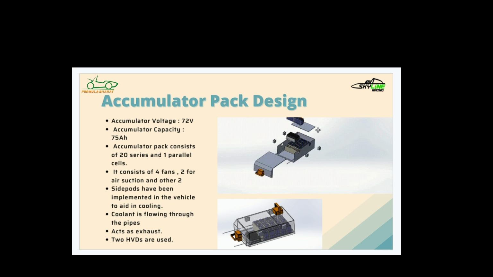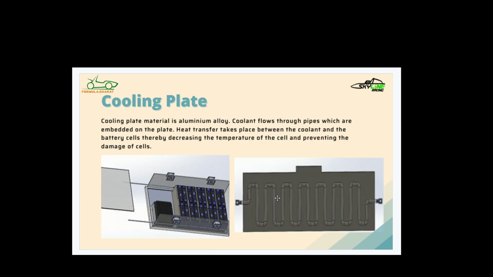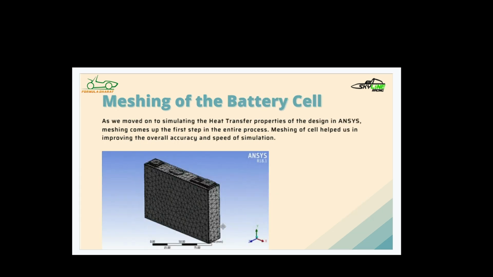So here is our basic typical accumulator design. This box is typically situated at the rear end of the vehicle. Here is how our cooling plate looks. This is the tubule through which coolant runs, located at the base of the accumulator. To increase the cooling efficiency, this is the battery mesh. This depicts the overall scaffold of the battery, made up of single prismatic cells.